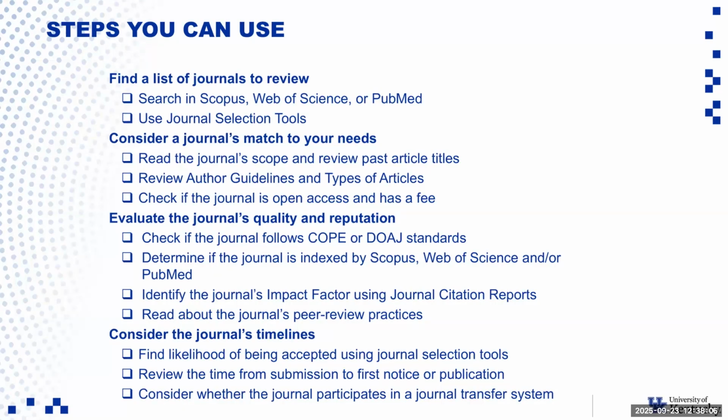And then you're going to want to make sure that you check the journal's quality. See if it follows COPE or DOAJ standards, see if it's indexed in one of our major databases, and look at the journal's impact factor using citation reports. Read about the journal's peer review practices. You always want to make sure that it's following peer review. And then consider the journal's timelines. If you need it published quickly, but it only publishes quarterly, that might not be good for you. So again, consider whether there's a journal transfer system as another option for you too.